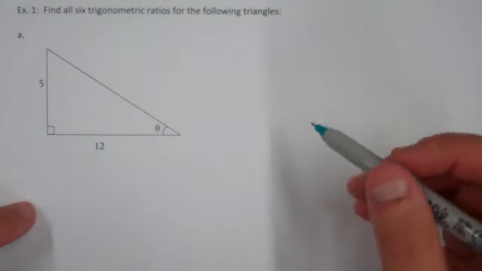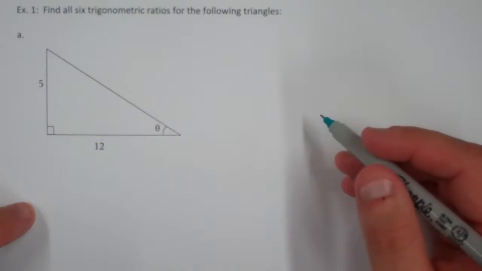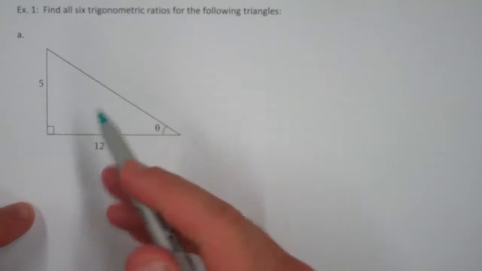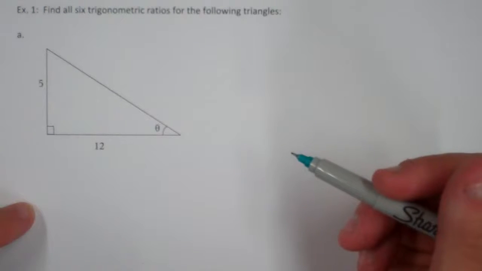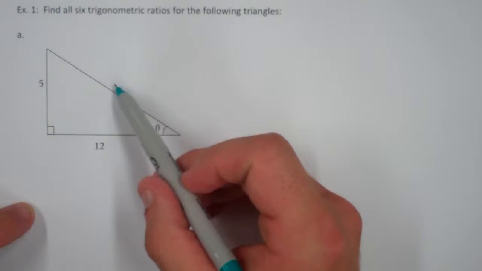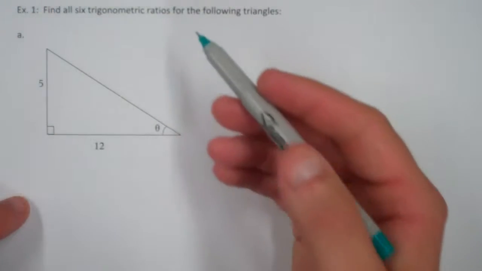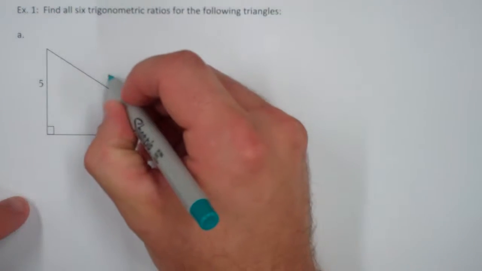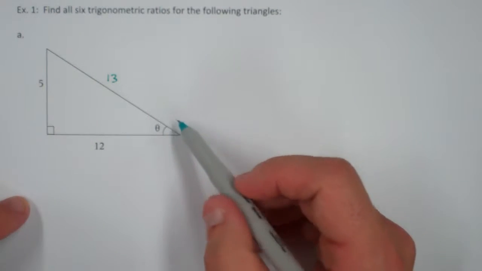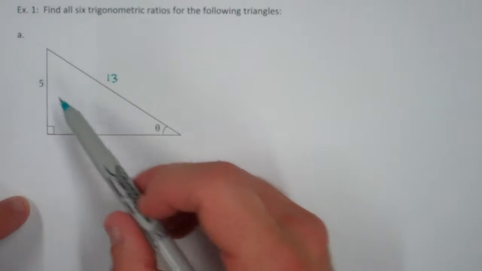If you're going to find all 6 trigonometric ratios, you're going to need to know all 3 sides of this triangle. We know it's a right triangle, so we're allowed to set up all these different ratios, the basic trig ratios, all 6 of them. We need to know the hypotenuse. Some of you know that this is a Pythagorean triple right off the bat, and so the hypotenuse here will be 13. Notice that 13 is larger than both 5 and 12.